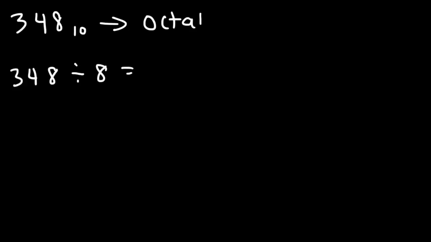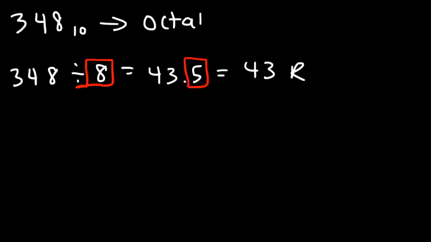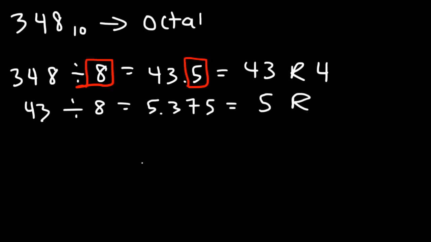That's going to be 43.5. So this is 43 remainder. Now to find the remainder, multiply 8 by 0.5. So 8 times 0.5 is 4. So it's 43 remainder 4. Next, take 43 and divide it by 8. And this will give you 5.375. So it's 5 remainder, and then multiply 8 by 0.375. 8 times 0.375 will give you 3.